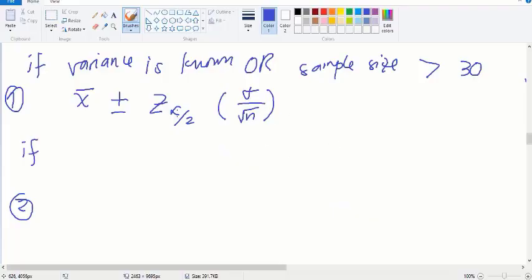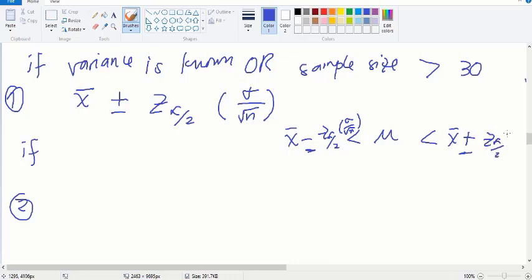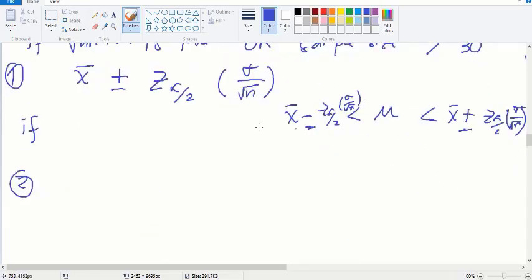Gi-specify niya lang. It means that the mu, no, is in between the x minus the z alpha over 2 times sigma over square root of n, or is greater than the upper limit, which is plus. Yun lang naman yung kaibahan nun eh. Yung isa minus, yung isa plus. Z alpha over 2 times sigma over square root of n. Okay. Yun lang naman yung ibig sabihin nun. But this is already sufficient in my opinion. Kasi pag na-memorize mo na to, it will be easier to memorize the other things.